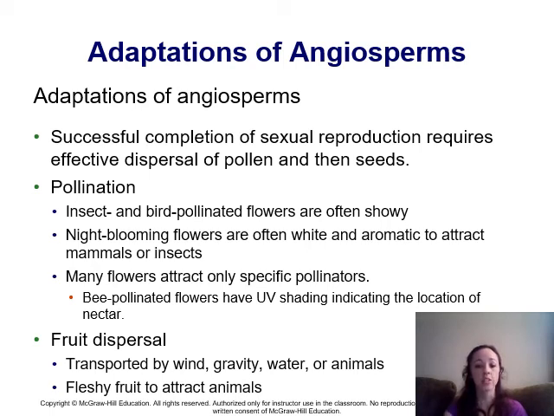Night blooming flowers are white and aromatic so that the smell can attract mammals to them. Many flowers attract only certain types of pollinators. For example, bee-pollinated plants are usually blue or yellow and have UV shadings that lead the pollinator to the location of the nectar. And then as the bee is feeding on the nectar, it will pick up pollen.